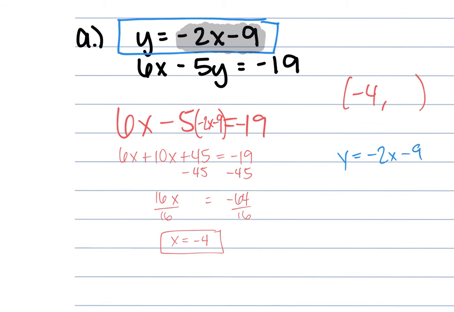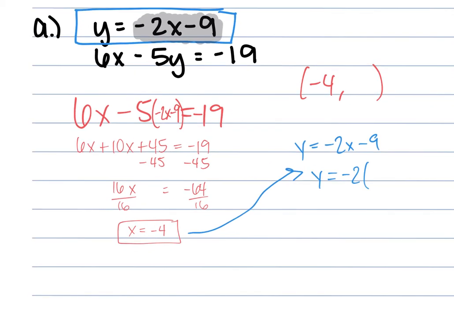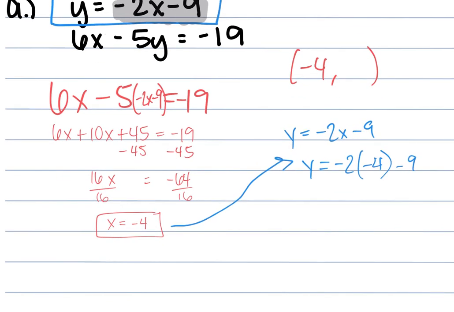Instead of x, what do I plug in? Negative 4, okay? Take this negative 4 and plug it in there. So it's y equals negative 2 times negative 4 minus 9. What's that going to give me, guys? Sabrina? That's going to give you 8 minus 9. 8 minus 9, which is negative 1. So my final answer is what? Sabrina? Negative 4, negative 1.